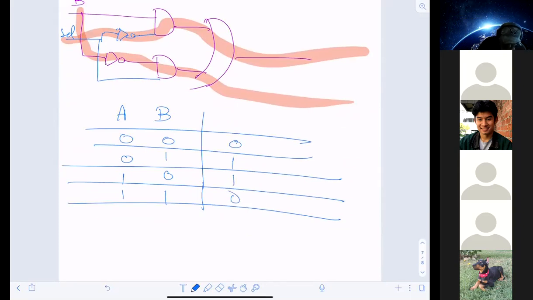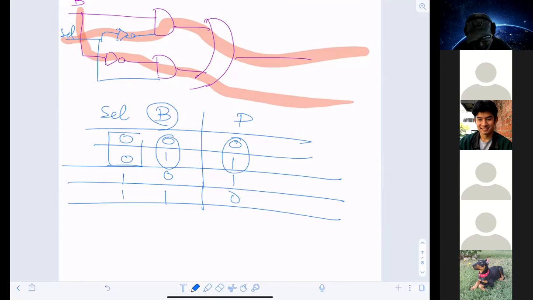Okay. So if one of the inputs of this table will be considered the select, what will happen? If I consider this guy my select, look what will happen. When select is equal to 0, this is the output, right? The output will be B. You guys agree?